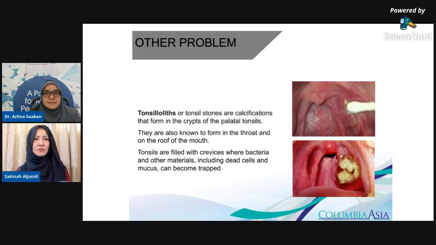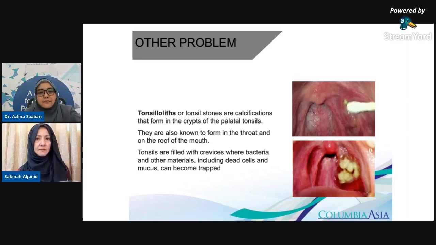Other problems like tonsillosis. It's a tonsillar stone actually. When you look at the throat, sometimes there's no infection, no pain, but there is white debris trapped in the tonsillar crypts, and later it will form tonsil stones. This is also common in patients with chronic tonsillitis.